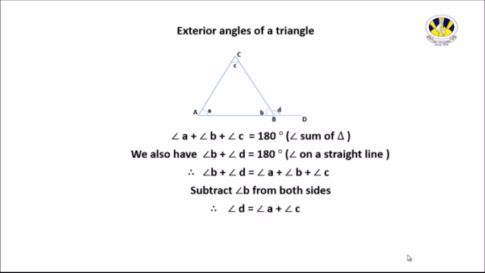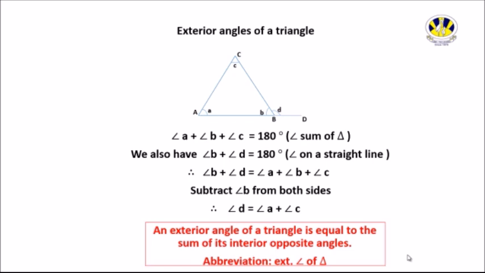In other words, we can say that an exterior angle of a triangle is equal to the sum of its interior opposite angles. And we use the abbreviation ext. angle of a triangle. Now we will see the types of questions that we will get from this.